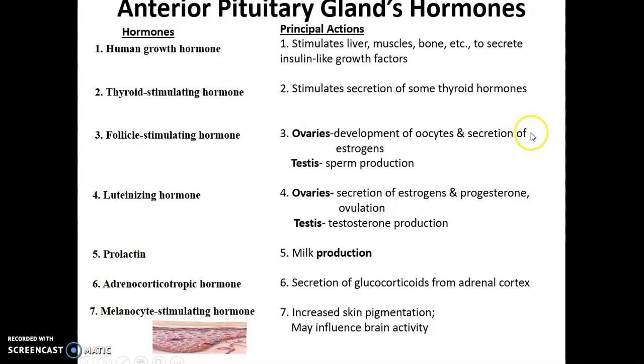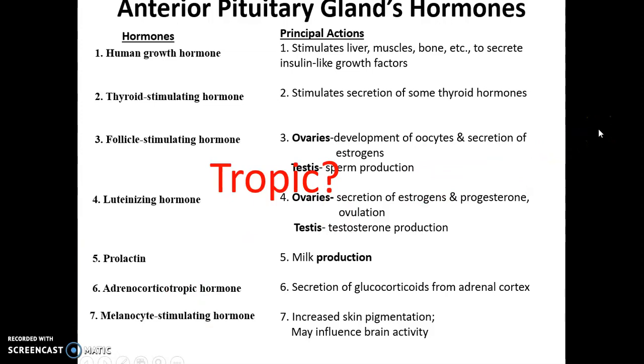Again, here are the 7 hormones produced by the anterior pituitary gland: human growth hormone, thyroid stimulating hormone, follicle stimulating hormone, luteinizing hormone, prolactin, adrenocorticotropic hormone, and melanocyte stimulating hormone. So, which of these hormones are tropic hormones? I'll pause briefly to let you think about that and decide which ones are tropic hormones. You could always pause it if you need more time to think.